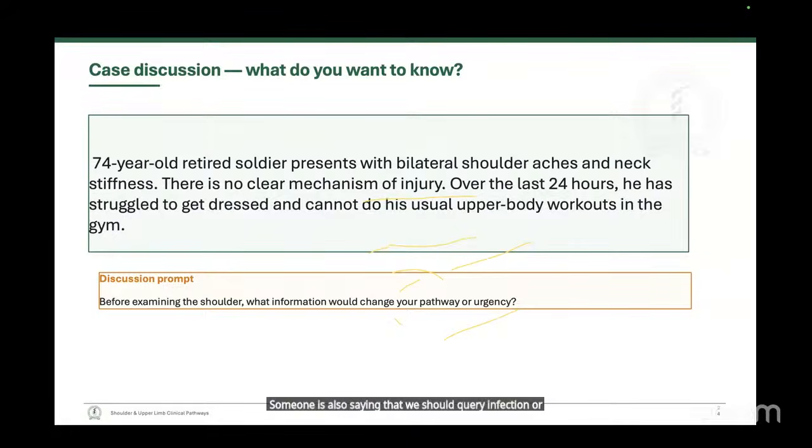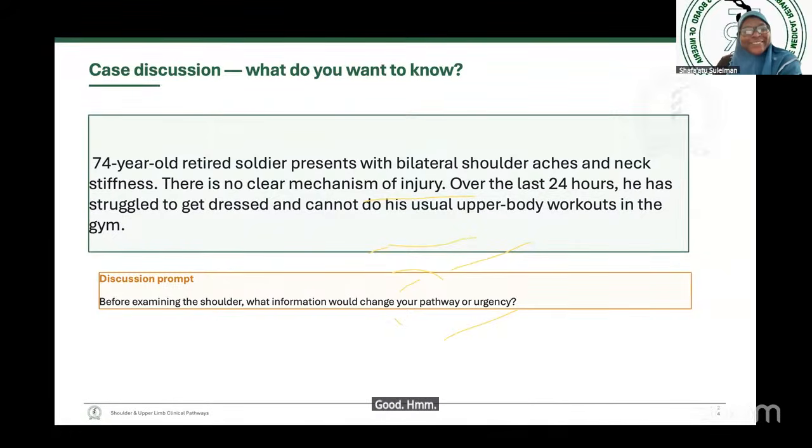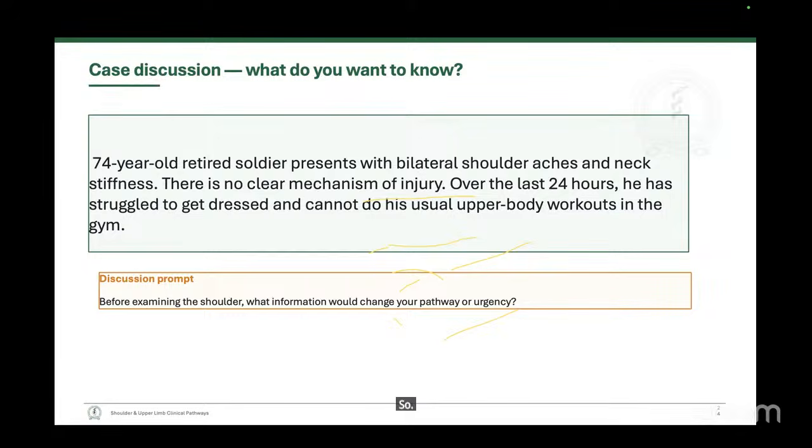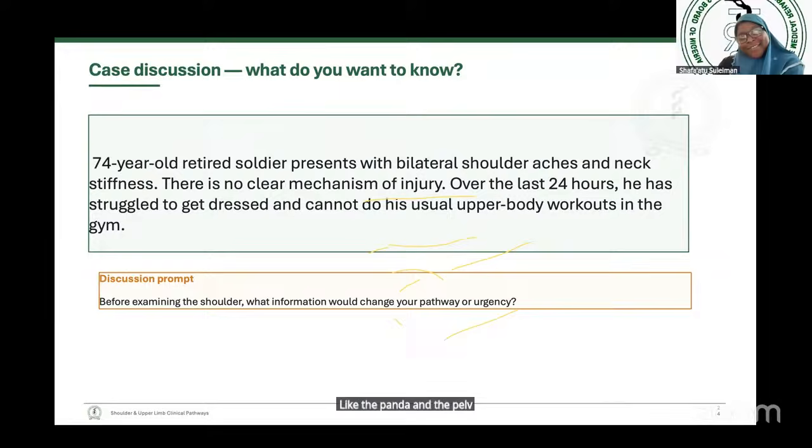vascular origin. Now we are digressing a bit. So someone is also saying that we should know if there is pain elsewhere, like the hip and the pelvis. Thank you, sir. So, should we move on? Yes, I think we should.